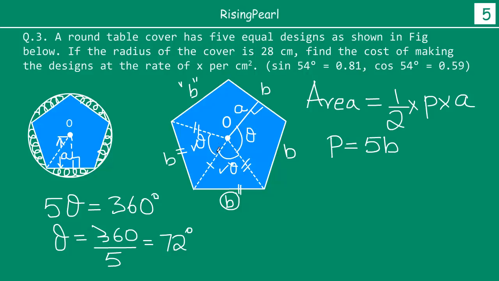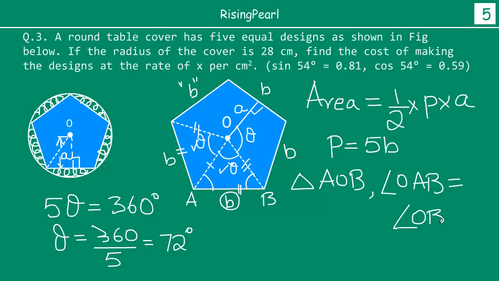Now if this angle is 72 degrees, one other thing to keep in mind is that if you take a look at the triangle, let's name this A, B. If you look at triangle AOB, then this angle plus this angle, in other words, angle OAB should be equal to angle OBA. So why is that? These two angles should be equal because this is radius and this is radius. So this is an isosceles triangle. So these two sides are equal, so these two angles are equal.